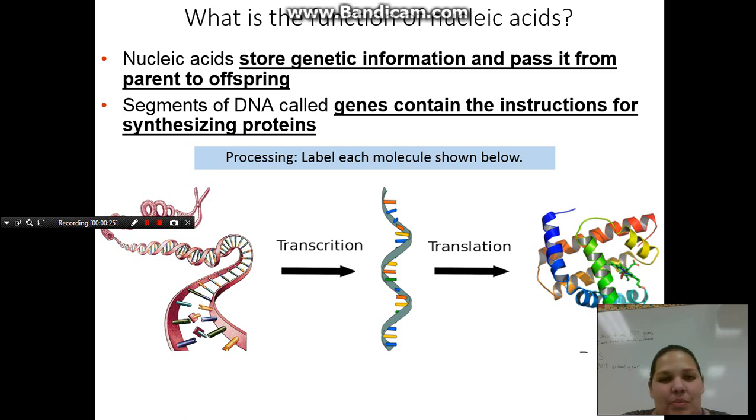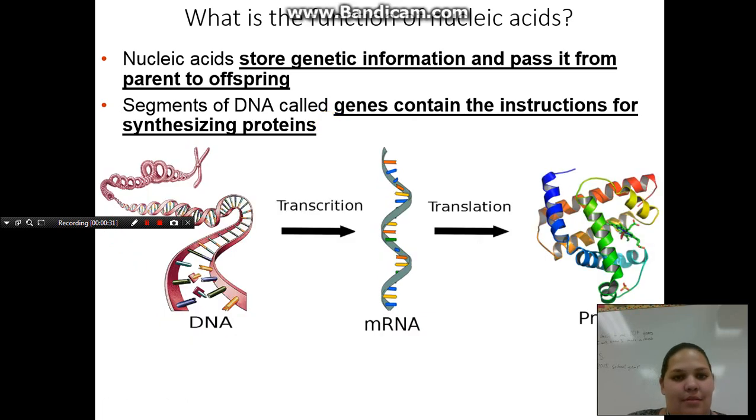So this is a processing piece. Label each molecule shown below. We'll also go over this inside class. Just kidding. Here's the labels. Let's go ahead and put the labels.